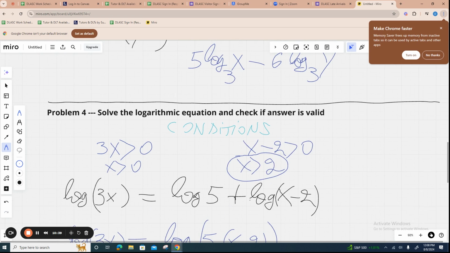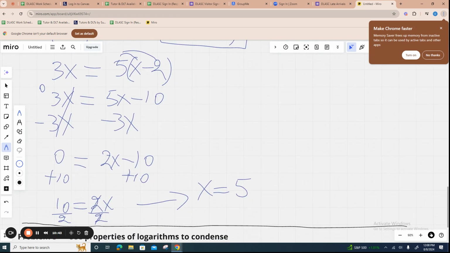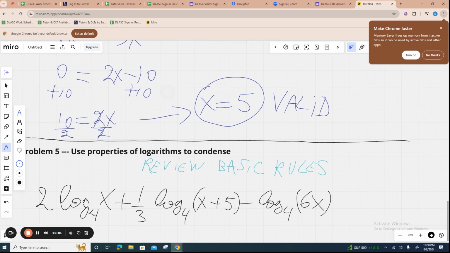There you go. X has to be bigger than 2. Is 5 bigger than 2? Yes, 5 is bigger than 2. So this answer here would be valid. If we wanted to check it, we would plug it in to the original equation and see if we got an equality on each side, right?